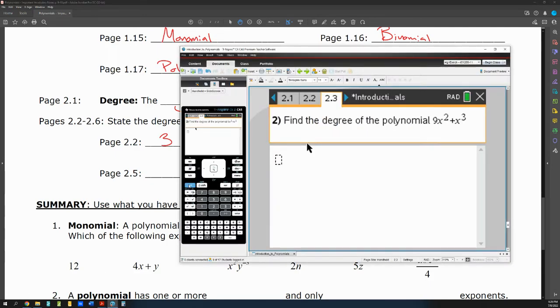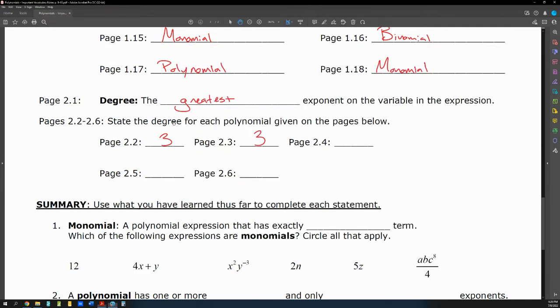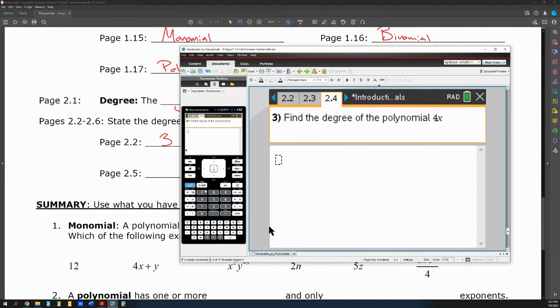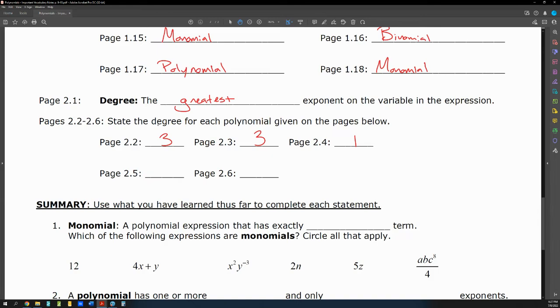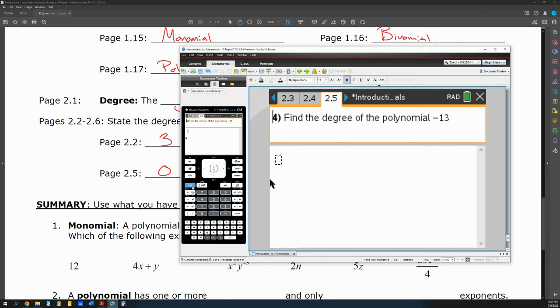On the following page, this one here, 4x. Well, there's no exponent written, but because we have a variable, we can assume that exponent is 1. So the degree of this monomial, 4x, is 1. Next page, negative 13. Well, there are no x's, and there are no exponents, so the degree of this polynomial is 0. So notice the difference between the previous one and this one. The previous one had an x, which is raised to the power 1, and this one doesn't have an x at all. So the degree is 0.